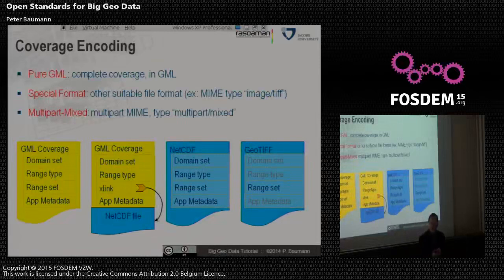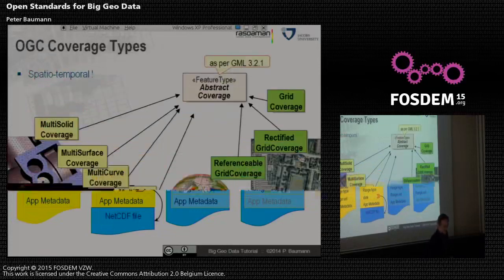Sometimes you want to have both. You want to have canonical metadata in XML plus the payload encoded efficiently in a binary format. This is where we use multi-part MIME, the method like in your email attachments, where we have the whole thing in XML as defined, except for the range set, which consists of an X-link to the data file coming later. So actually we are quite flexible in transporting coverages in different formats.